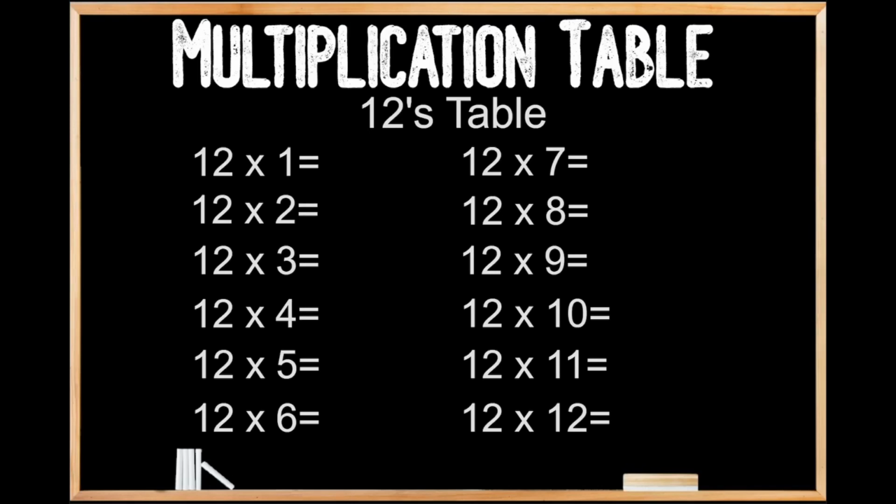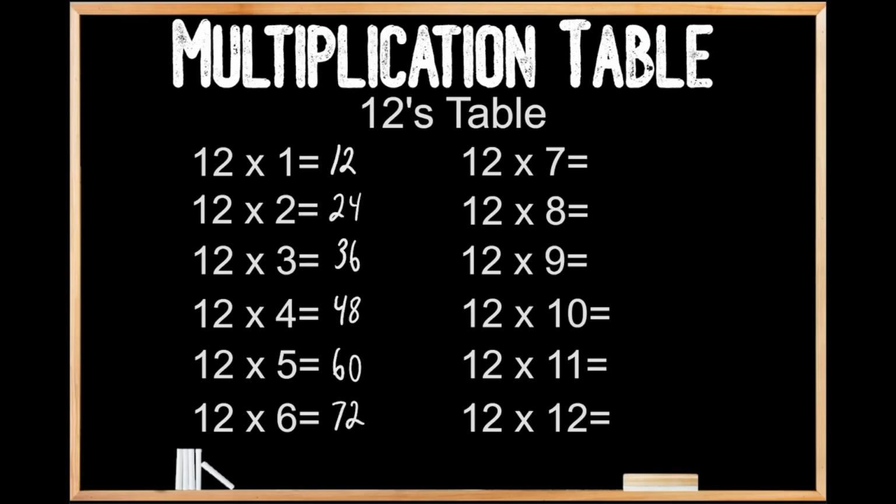12's table. 12 times 1 is 12. 12 times 2 is 24. 12 times 3 is 36. 12 times 4 is 48. 12 times 5 is 60. 12 times 6 is 72.